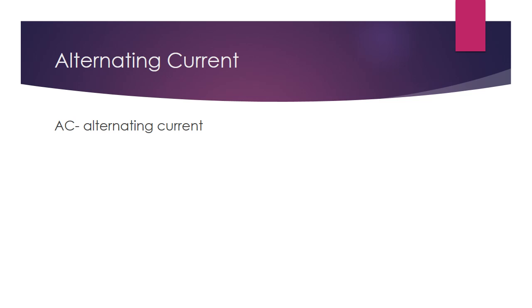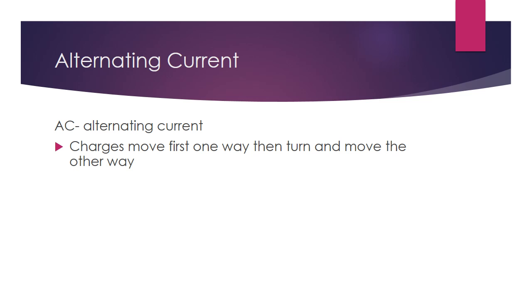Alternating current is the other one. It is called AC. In an alternating current, the charges first move one way and then they turn and move the other way. And we'll talk about this more in the next couple chapters, because the reason alternating current exists is because the way the electrical grid was developed around magnets. And so it has to work this way because of the magnetic and the electrical fields that are created.